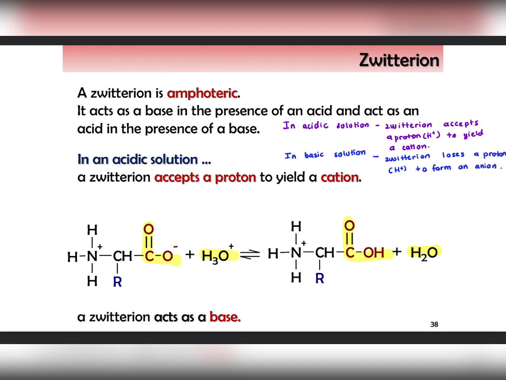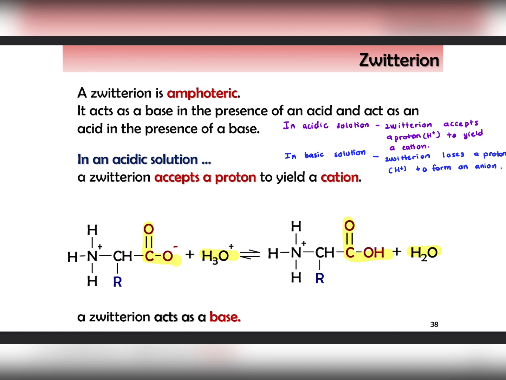Okay, so let's have a look if we have in acidic solution. Okay, so sebab zwitter ion ni dia bersifat amphoteric, dia boleh jadi base, dia boleh jadi acid. Okay, depends on the solution dalam tu.